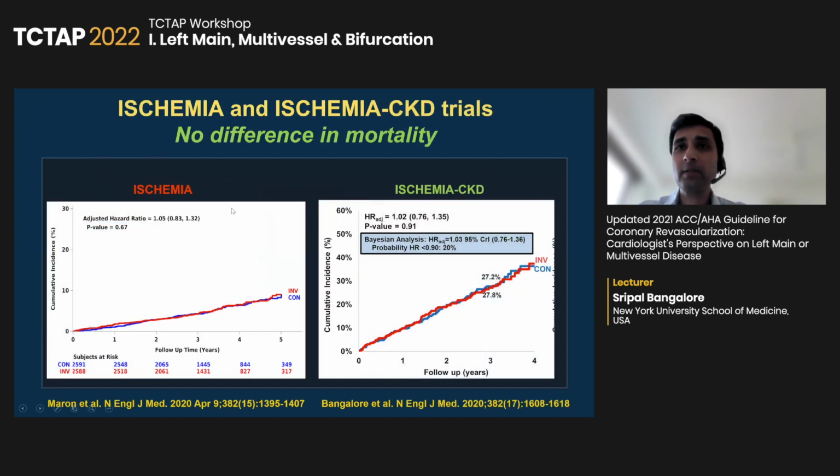In the trials that we ran, the ISCHEMIA and ISCHEMIA-CKD trials, again, the point I want to make here is there are no crossing curves for mortality. There are two curves superimposed, no difference in mortality between invasive and conservative strategy in the ISCHEMIA trial and also in the ISCHEMIA-CKD trial.